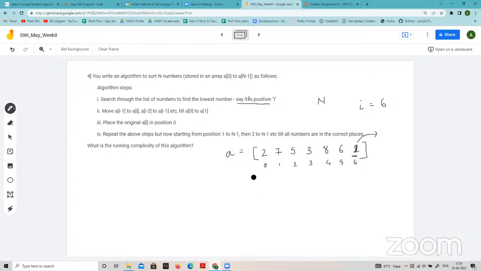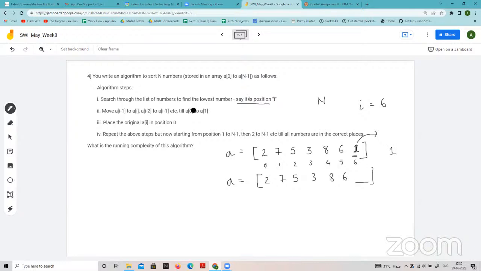Okay, I'll remove this. So now my array becomes 2, 7, 5, 3, 8, 6, and a blank space, nothing in position i, because I have removed it. So this is 1, I have placed it here outside the array and I have removed this.